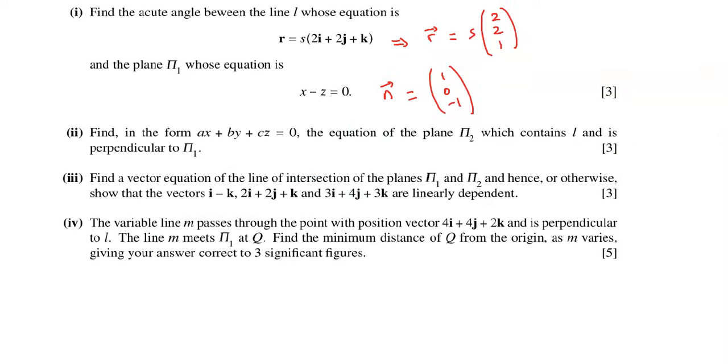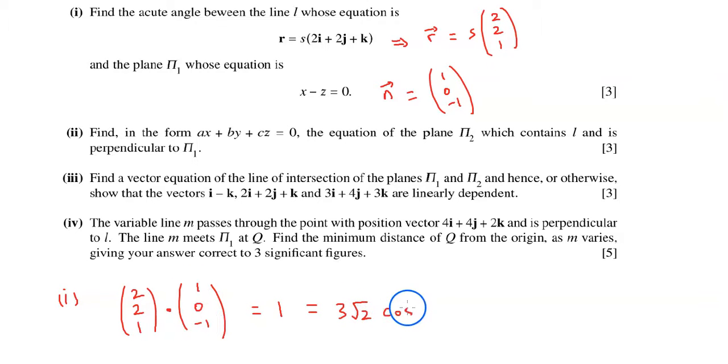And so if we're going to find the angle between them, we simply find the angle between the direction vector (2, 2, 1) of the line and the normal vector of the plane, which we can do using the dot product. So (2, 2, 1) dotted with (1, 0, -1) is equal to 2 times 1 is 2, minus 1 is 1. And it's also equal to the length of this vector, which is the square root of 9, which is 3, times the length of this vector, which is square root of 2, times cosine of the angle between them.